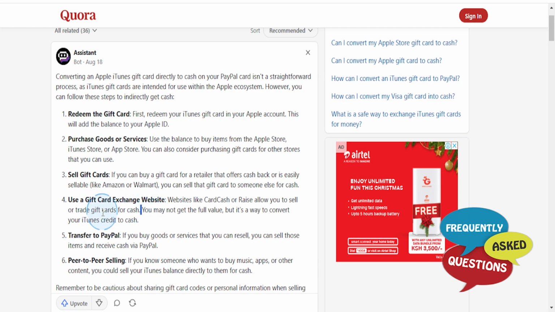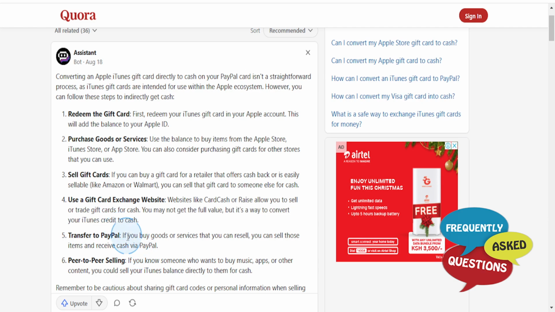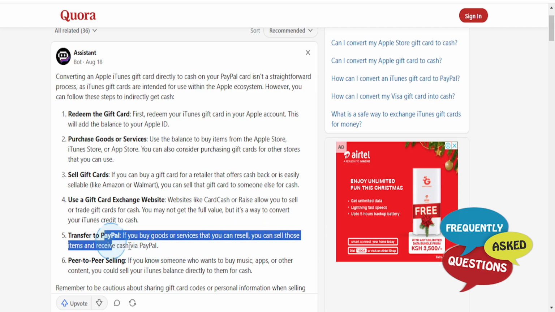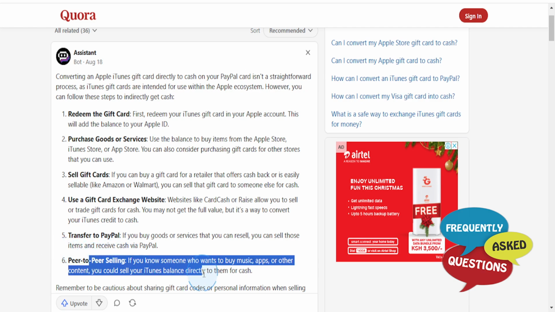card to PayPal Cash. And if you actually buy goods or services that you can resell, you can sell those items and receive the money via PayPal. Or if you know someone who wants to buy music, apps or other content, you could sell your Apple gift card directly to them for PayPal Cash.